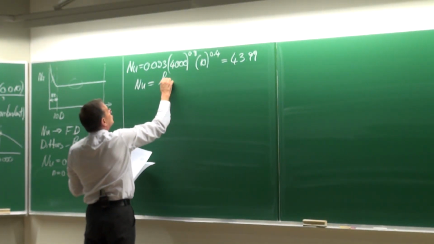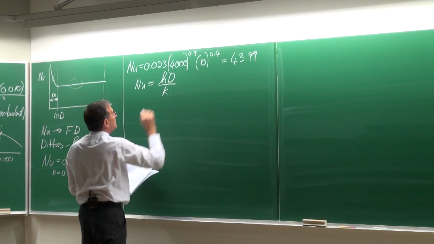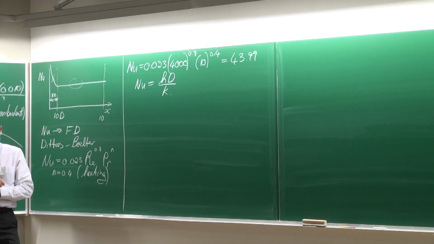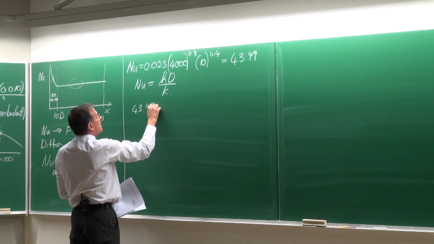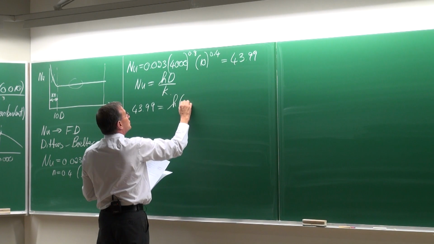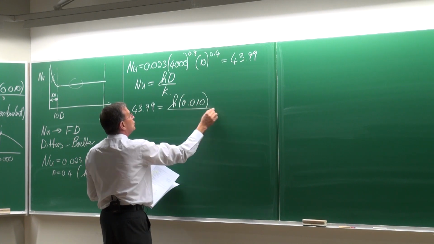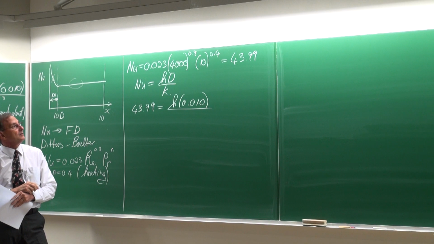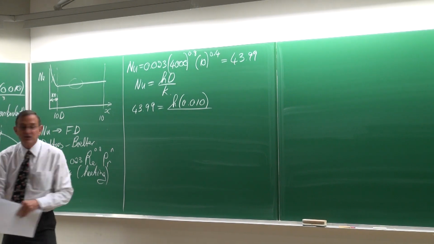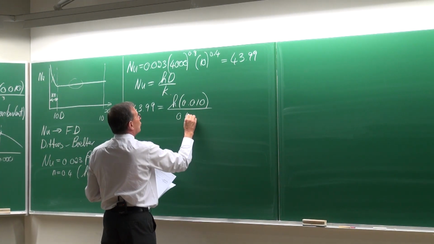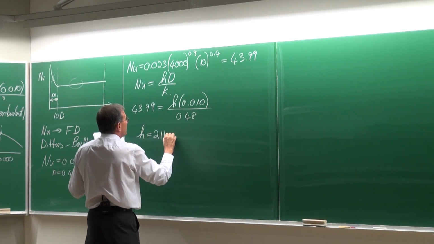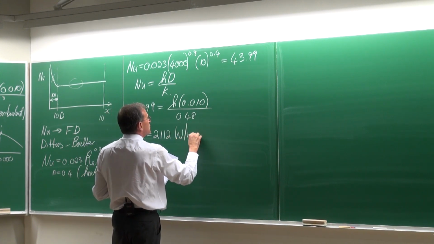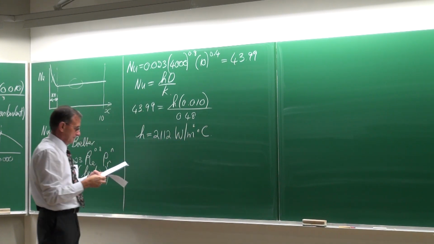Now that we've got the Nusselt number, we can say the Nusselt number is equal to the heat transfer coefficient multiplied by the diameter divided by the thermal conductivity k. Nusselt number is 43.99. It's equal to the heat transfer coefficient multiplied by the tube diameter, 10 millimeters, divided by the thermal conductivity, which is equal to 0.48. And that gives us a heat transfer coefficient of 2,112 watts per square meter degree Celsius.